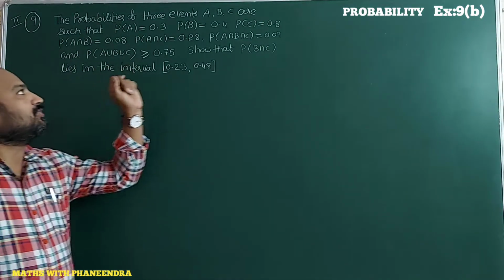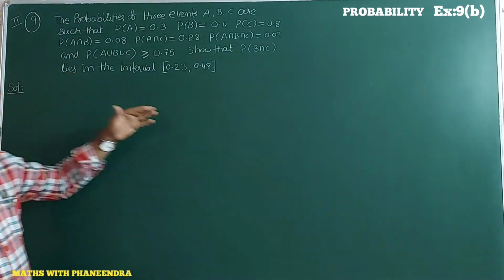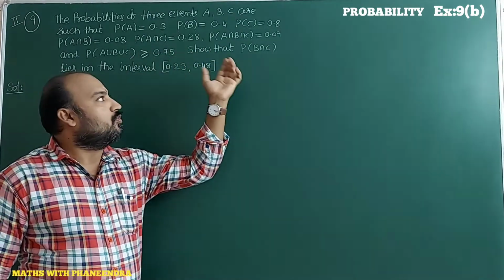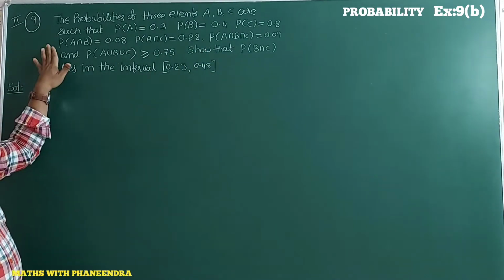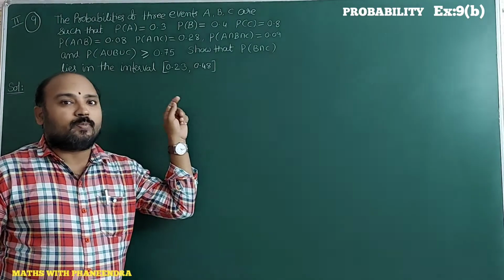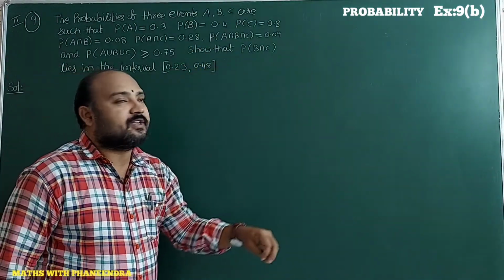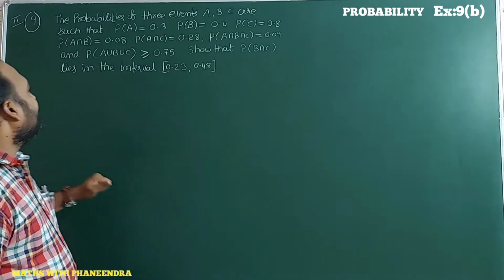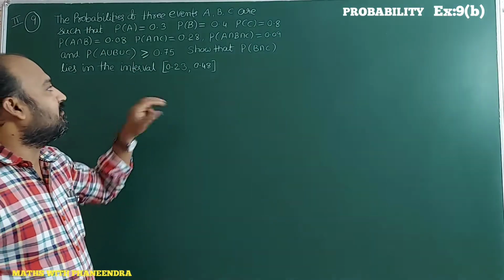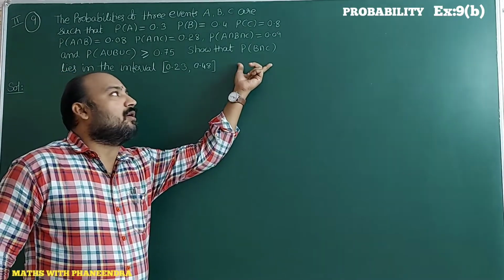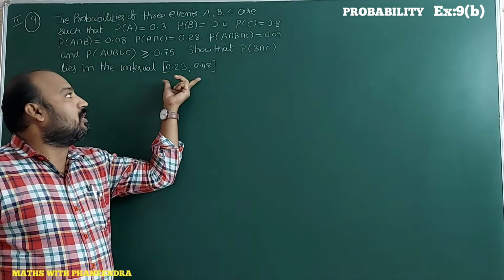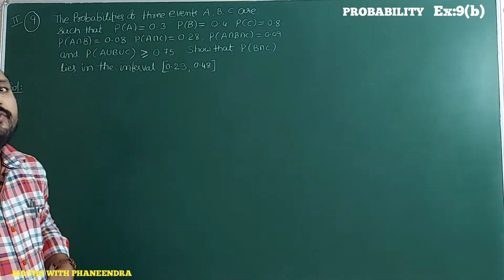The probabilities of three events A, B, C are such that P of A equal to 0.3, P of B equal to 0.4, P of C equal to 0.8, P of A intersection B equal to 0.08, P of A intersection C equal to 0.28, P of A intersection B intersection C equal to 0.09, and P of A union B union C is greater than or equal to 0.75. Show that the probability of B intersection C lies in the closed interval 0.23 comma 0.48.